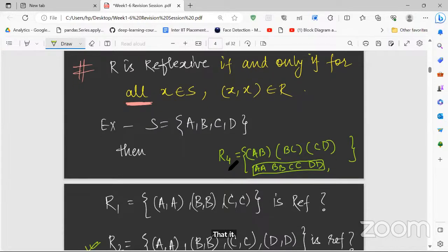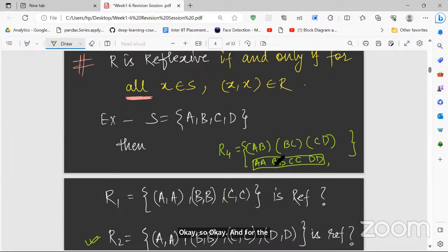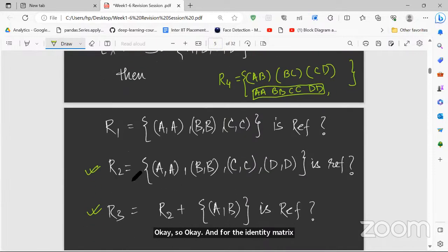And for the identity relation, only these should be present. So is R2 an identity relation? Yes, sir. Is R3 an identity relation? No, sir. So that's the difference between reflexive and identity. Whoever was asking, is this clear to you?